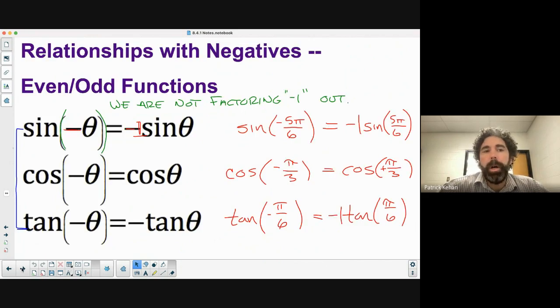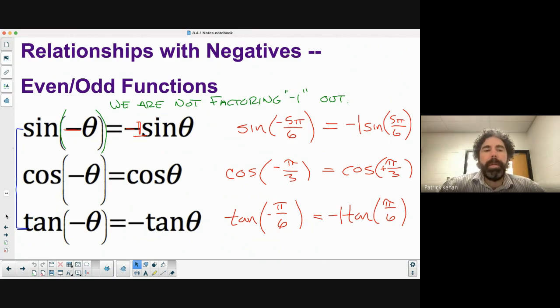Next up are what we call even and odd functions. You won't use these as much, but you will use them. So we have the sine and the tangent, even odd identities. The sine and the tangent are similar. These are considered what we call odd functions.